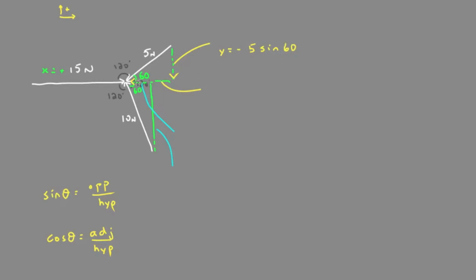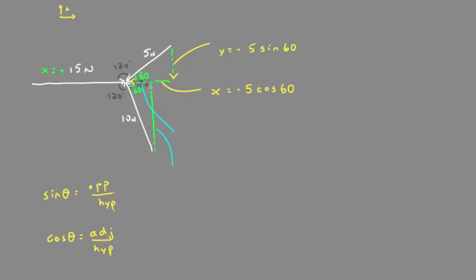And the x value is to the left. The x component is to the left, so x is negative. Negative 5, the hypotenuse, times the cos of 60. It's cos because cos is adjacent, and this x is adjacent to the angle 60.